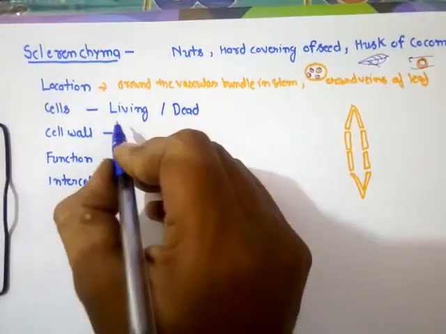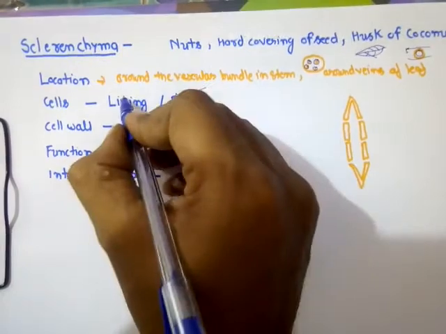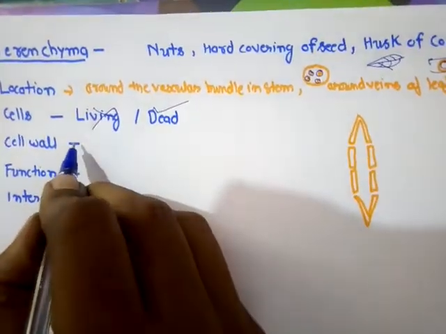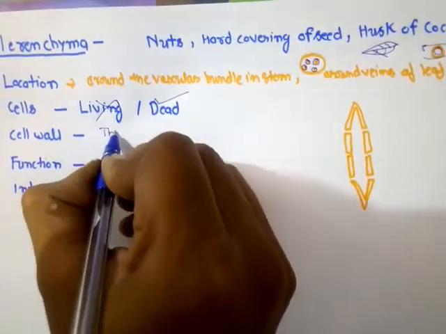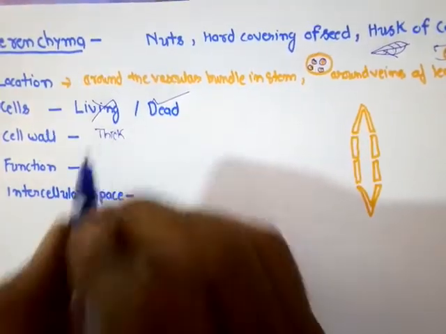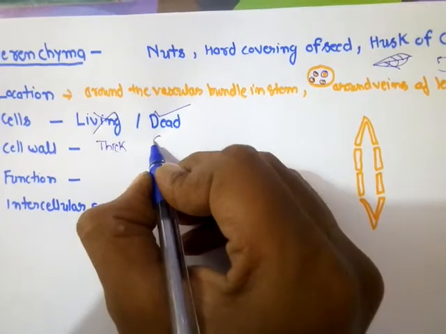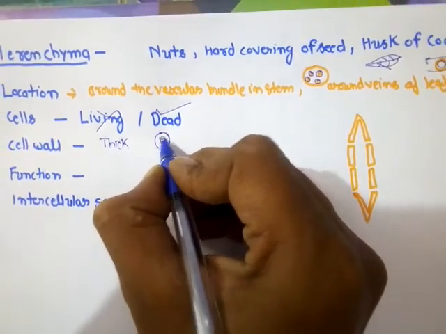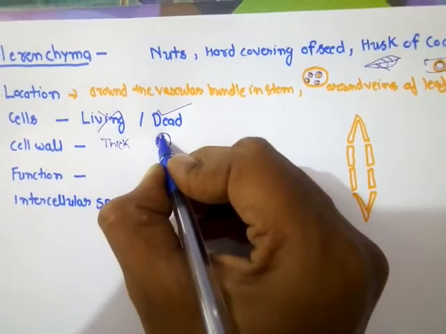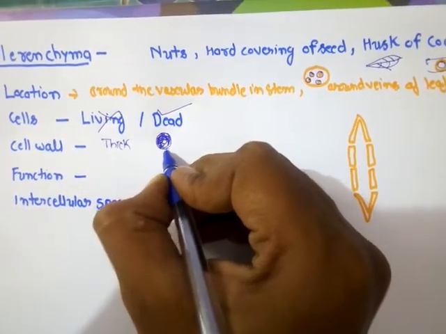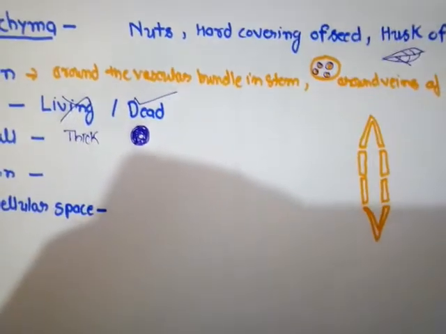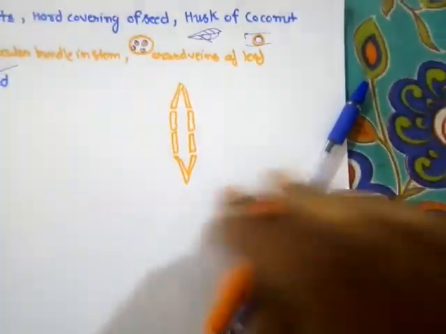The cells of sclerenchyma are dead. They are not living cells, and the cell wall of the cells of sclerenchyma is very thick. It is so thick that no cavity is left inside the cell. That means this is the cell wall, and you can see it is much thick, and due to this thickness of the cell wall there is no cavity inside the cell. The cavity inside the cell remains very small, and you can say there is no internal space inside the cell of the sclerenchyma.